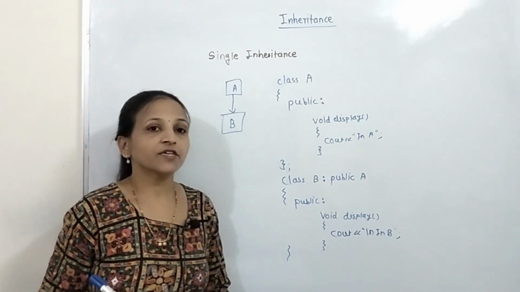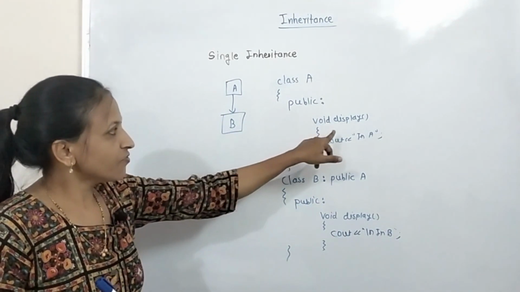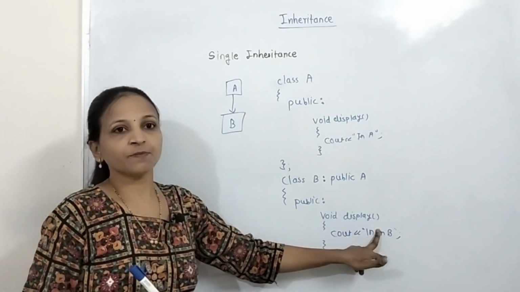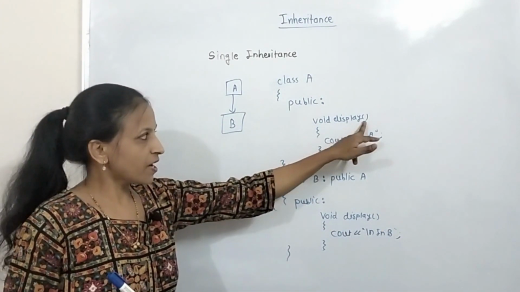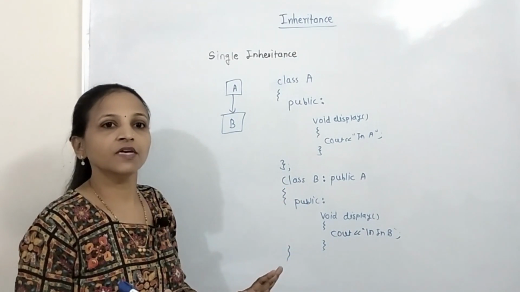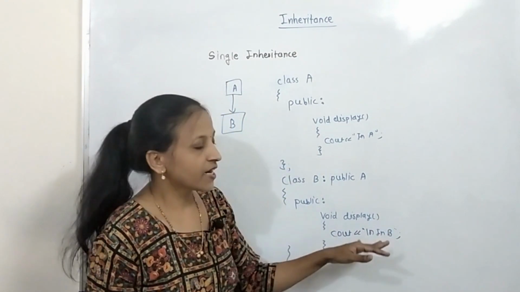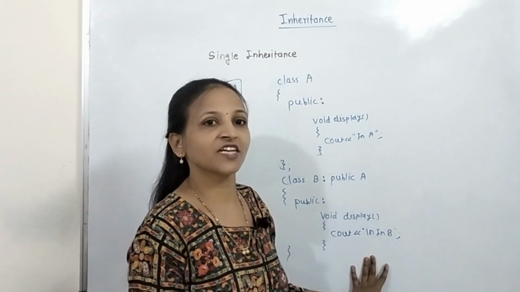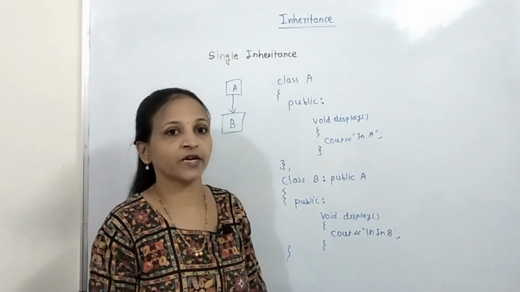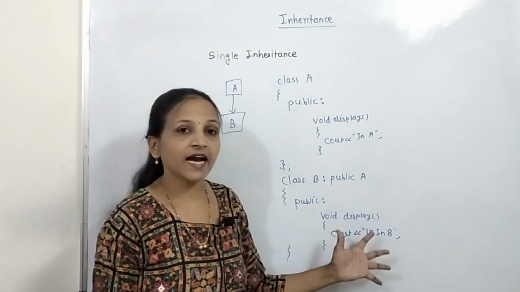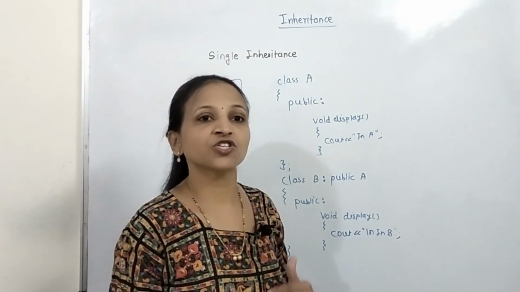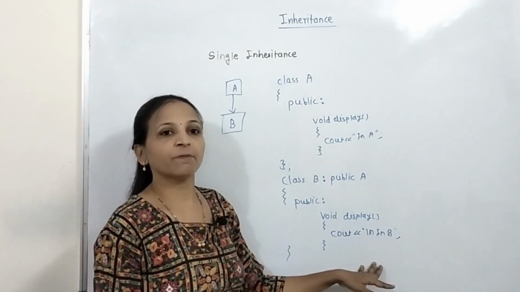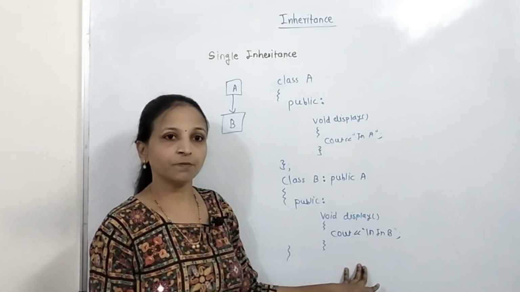See, here you can observe that class A has a display member function, and class B also has the same display member function. See here, return type, arguments, everything is same. This means if base class and derived class both have the same member function, same function name, same function prototype, everything, then that is the concept of function overriding. Now we have overridden this display member function inside class B.